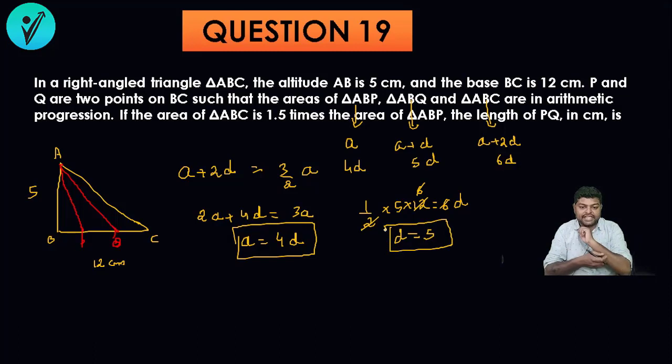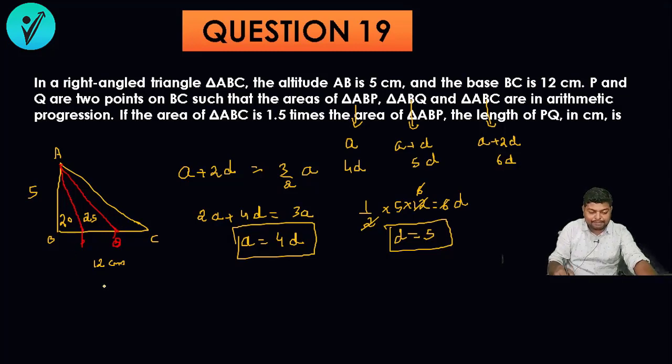So if the value of D is 5, what will be the area of this triangle? It will be 4 times D, so it will be 20. What will be the area of this complete triangle ABQ? It's 5 times D, so it will be 25. Now see, this triangle is 20, this complete is 25. So what will be the area of this triangle? Will I say that the area of this triangle is 5?